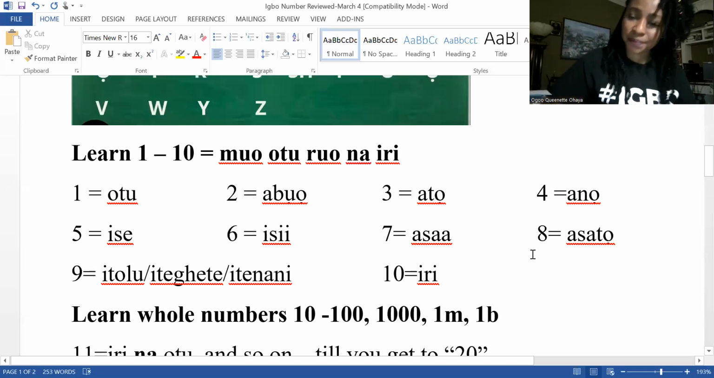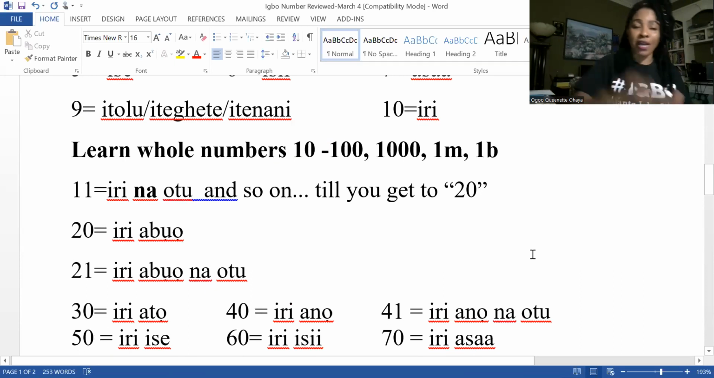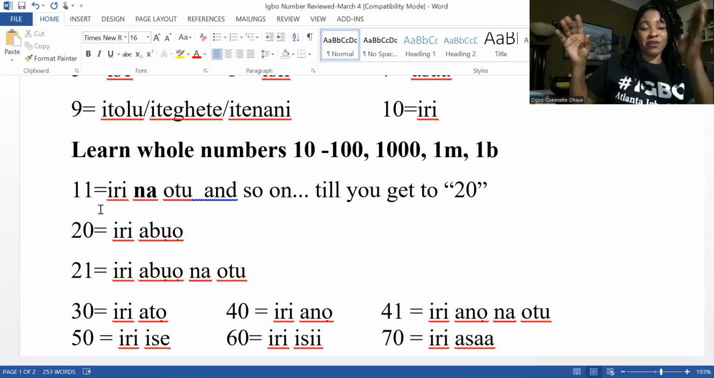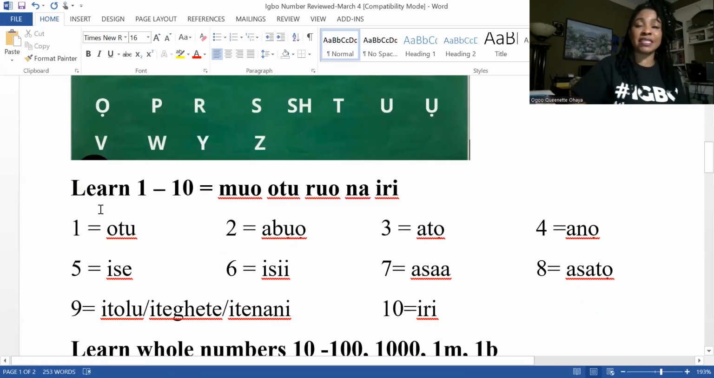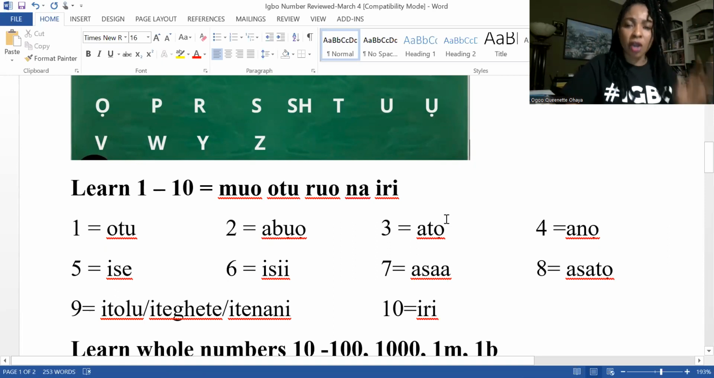Now, once you know 1 to 10, the rest is you plugging the numbers in again. So 11 will be iri. Remember 10 is iri, right? So 10, and then add 1 to make it 11. So it's going to be iri na otu. Iri na abụọ. You start plugging in the numbers again. That's why it's very important. You have to know numbers 1 to 10. Otu, abụọ, atọ, anọ, ise, isii, asaa, asatọ, itenani, iri. Okay? Know them.